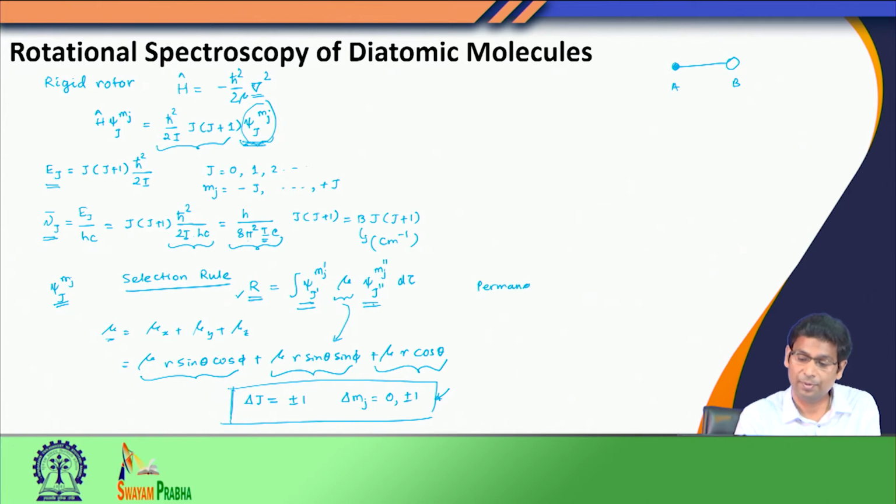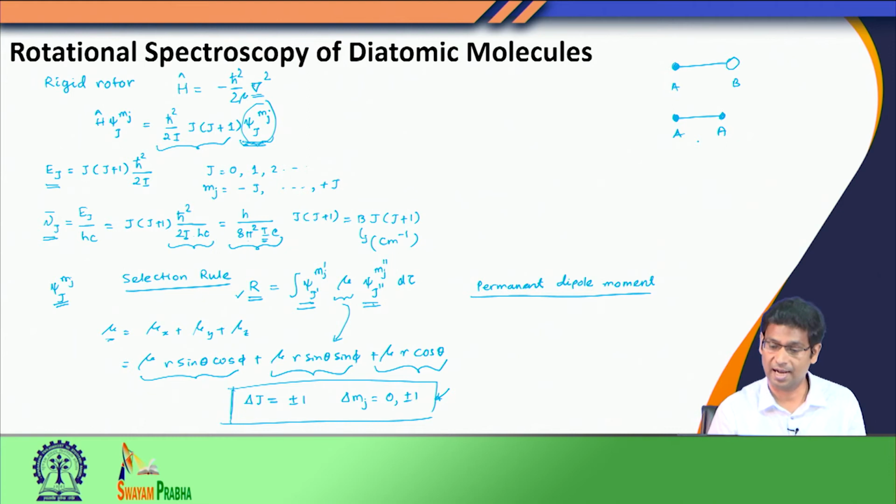So, for a molecule to show rotational spectroscopy, a permanent dipole moment is a necessary condition. Therefore, if I am considering homonuclear diatomic molecules, let us say oxygen or nitrogen molecule, they will be microwave inactive, or rotational spectroscopy will not be there for homonuclear diatomics. For heteronuclear diatomics, since they have a permanent dipole moment, the transitions are allowed.